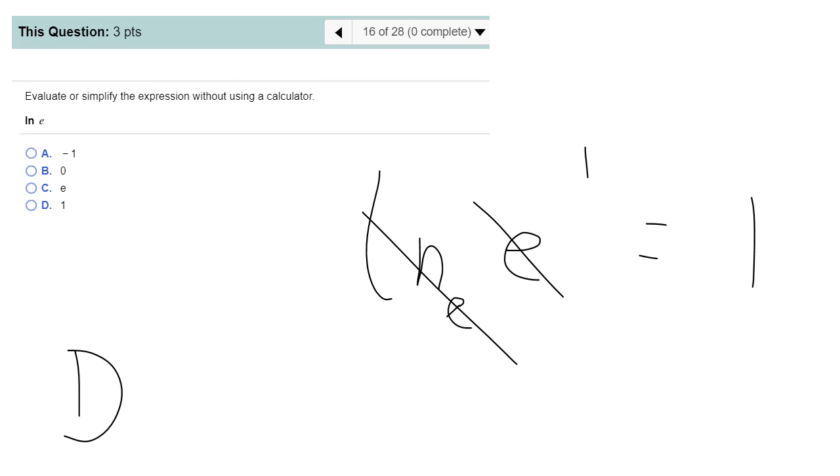In number 16, we again see where there should have been an understood base of e, Euler's number, behind the abbreviation ln, which stands for natural log. Both of these e's would then cancel, leaving the understood exponent of 1, which is answer D.